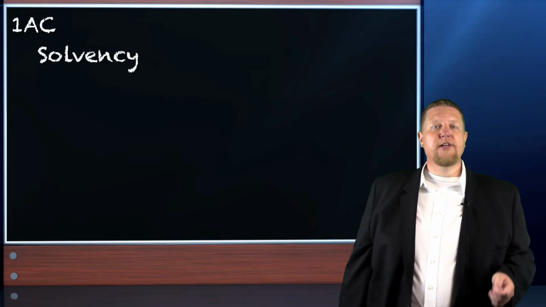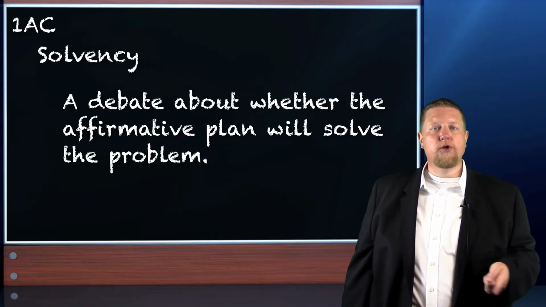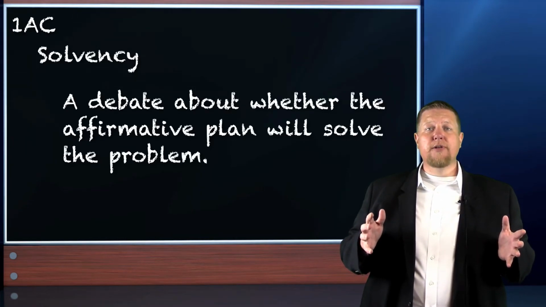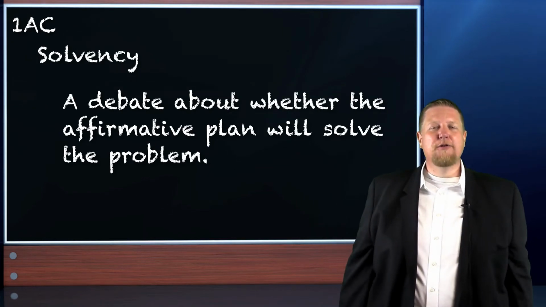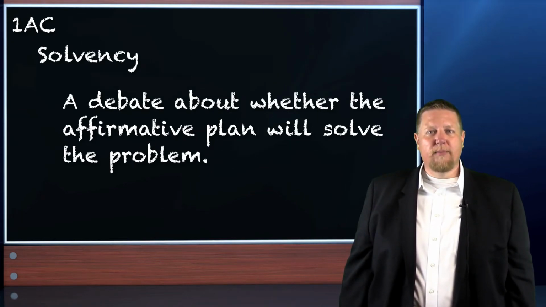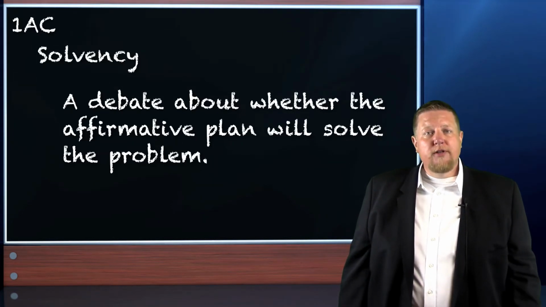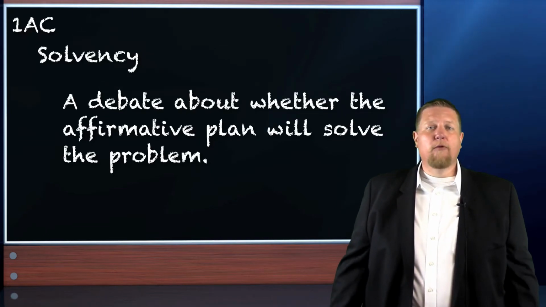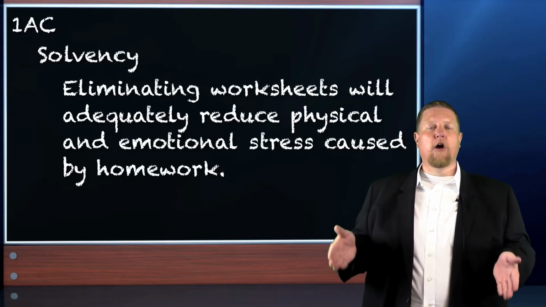Solvency, as you might guess, is the part of the debate that focuses on whether or not the affirmative plan will solve the problem. Maybe the problem really does exist, and as a student who is at this very moment doing homework, maybe you would agree. But if the affirmative plan to solve the problem doesn't actually solve the problem, then why would the judge vote for the affirmative plan? So our solvency arguments for our fun debate might present some evidence that says that eliminating worksheets as homework will adequately reduce the physical and emotional stress caused by homework.